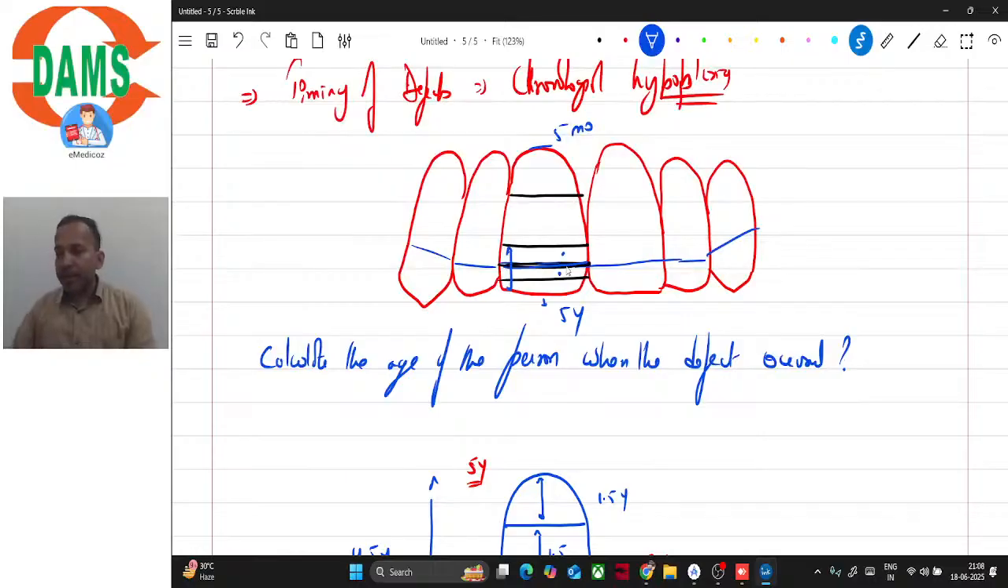क्या इसमें कोई डाउट है? क्या किसी को कोई डाउट है? क्या आप लोग कुछ पूछना चाहेंगे?